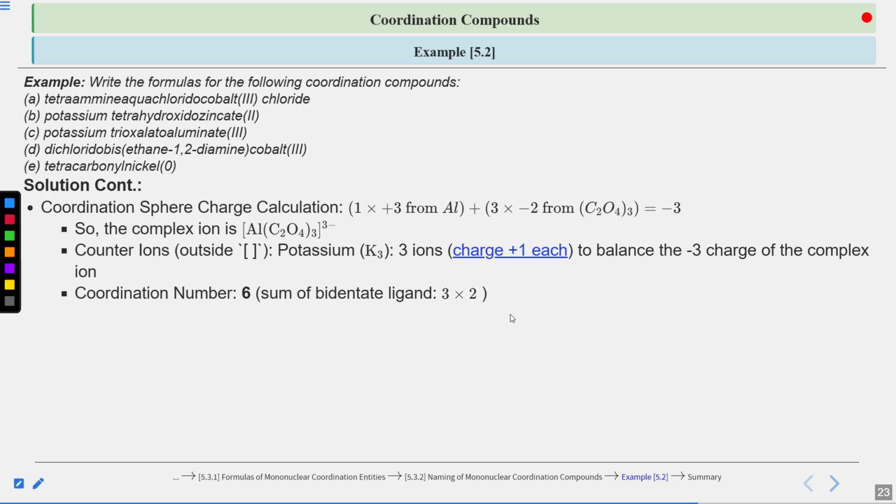Okay. So it contains 2 donor atoms basically to bind with the central metal. That's why its denticity will be 2. And 3 molecules of oxalate are present. So 3 times 2 will be the coordination number. That means 6. So the formula will be K3, 3 potassium, then [Al(C2O4)3].